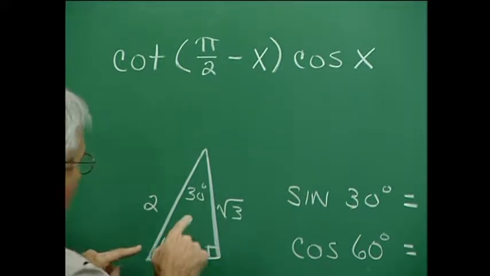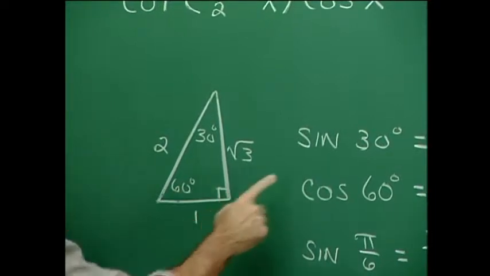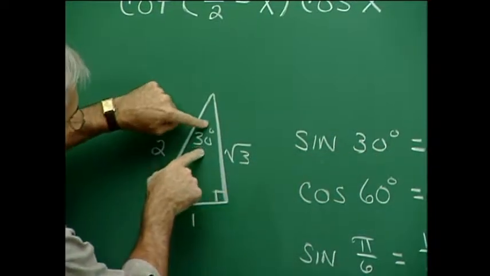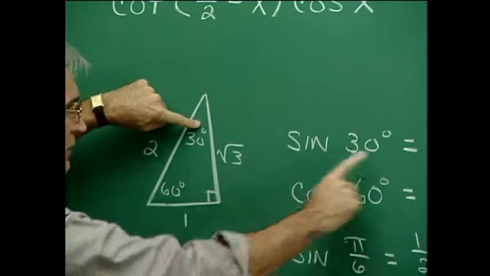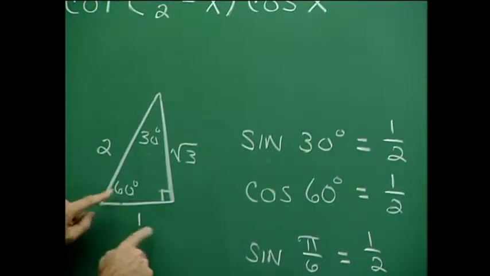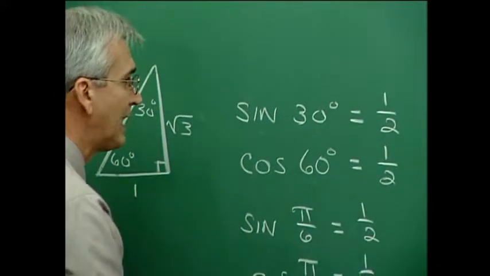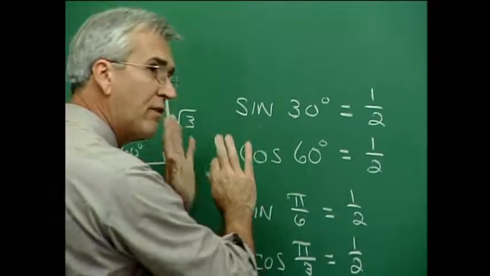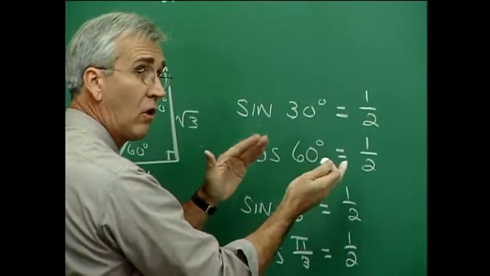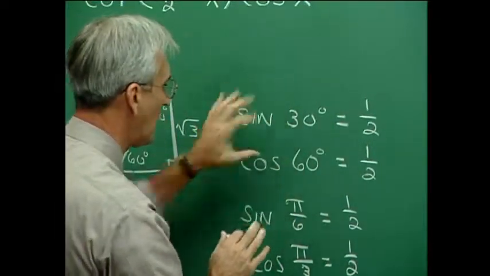That is, if we have this 30-60 degree right triangle, we know that the sine of 30 degrees, opposite over hypotenuse, is 1/2. The cosine of 60 is also 1/2. So the sine of 30 is equal to the cosine of 60, and we said that the cofunctions of complements are equal to one another. That's a way of saying what's going on right here.